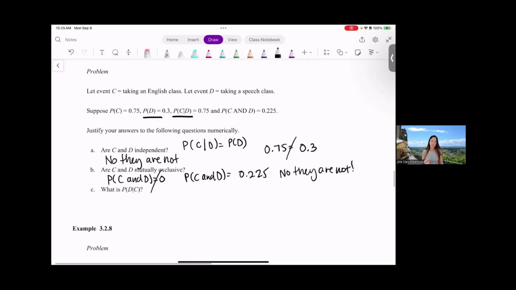Then lastly, the probability of D given C. In order to calculate that, I would take the probability of D and C and divide that by the probability of C. D and C is the same thing as C and D. That's 0.225 divided by the probability of C, 0.75, which divides out to 0.3. So the probability of D given C is 0.3.